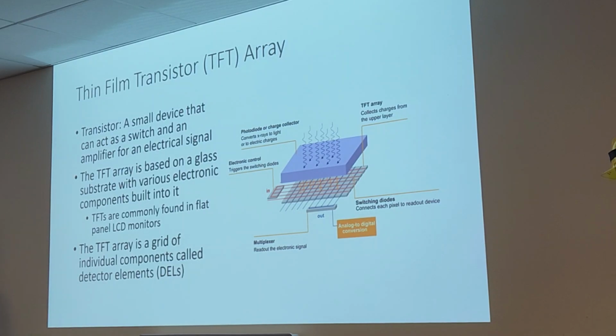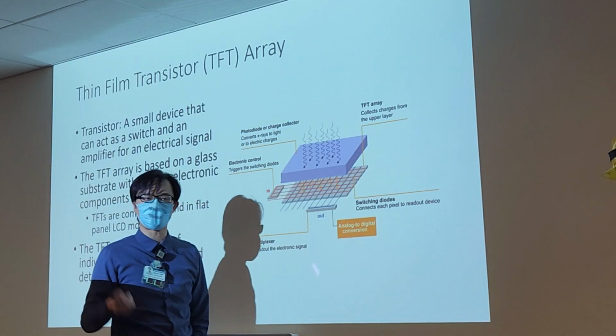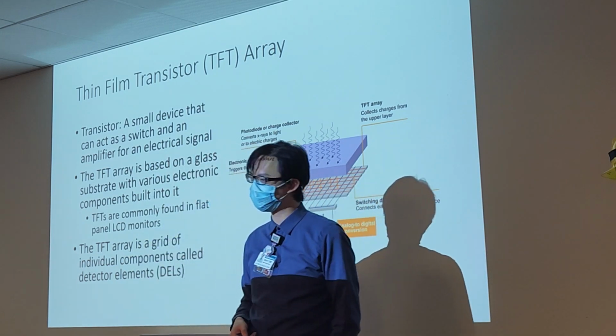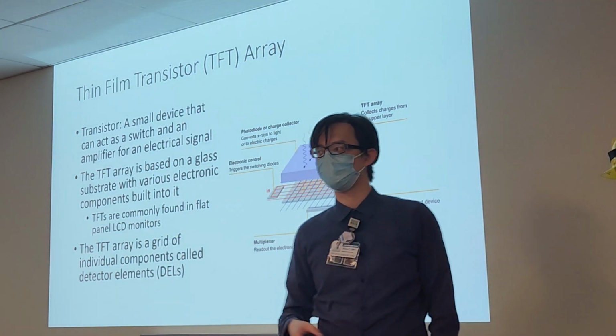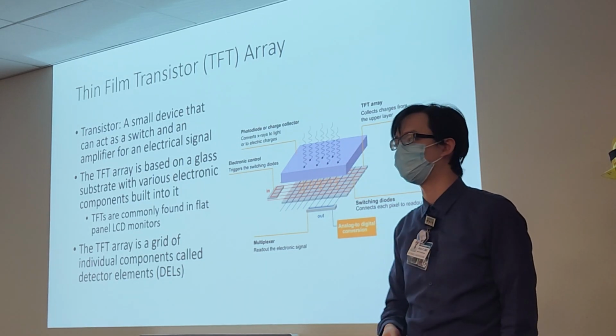You find TFTs everywhere, not just in X-ray equipment. You find TFTs in flat panel monitors. It also tells you why the IRs are so fragile. You drop that, you shatter the pane of glass inside, and you've got to buy a new IR.